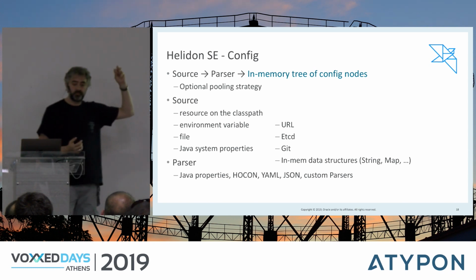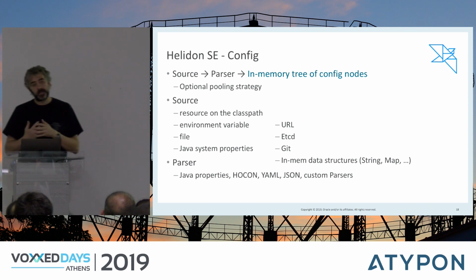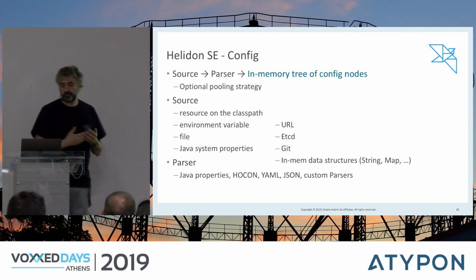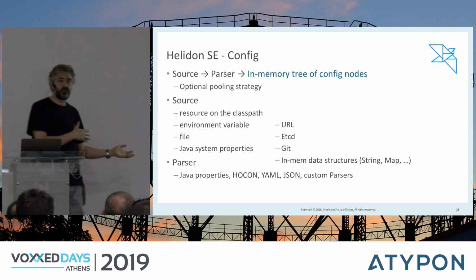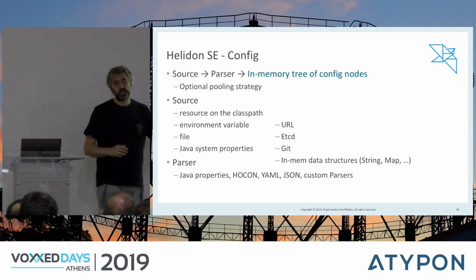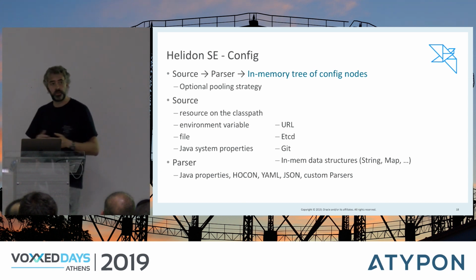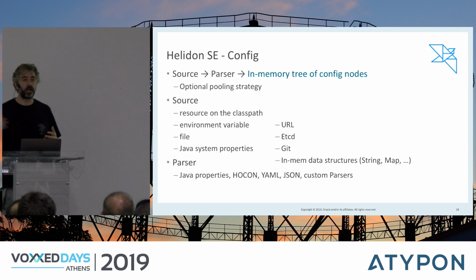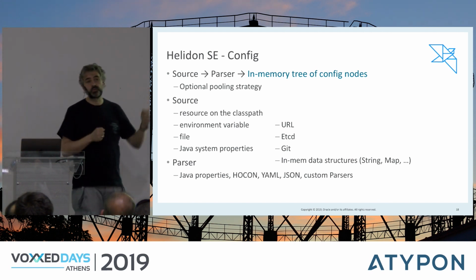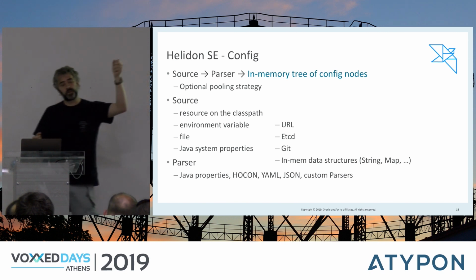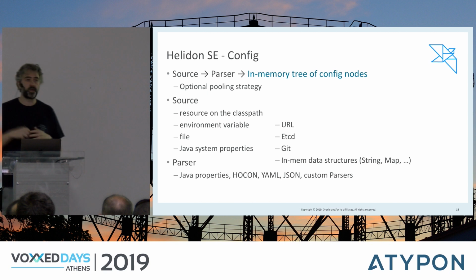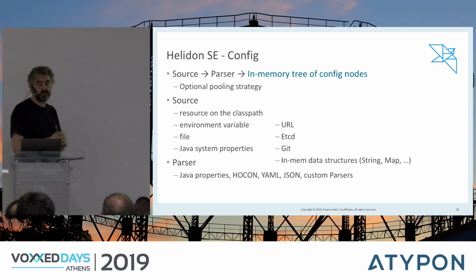So we have the config source, and Helidon supports different types of formats. For example, if you have a URL endpoint that provides some configuration information, physically the information can be stored in HOCON, in a YAML file, in a JSON file, and so on. So Helidon provides multiple parsers that you can basically attach to a config source. So you have a config source, you have a parser, and at the end of the day, this will give you your in-memory config nodes that you can use.